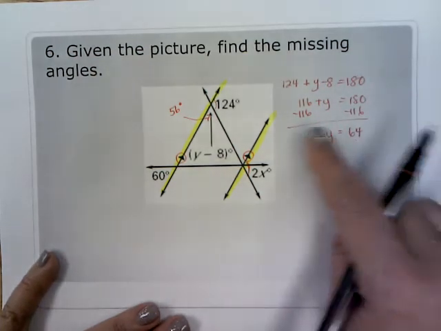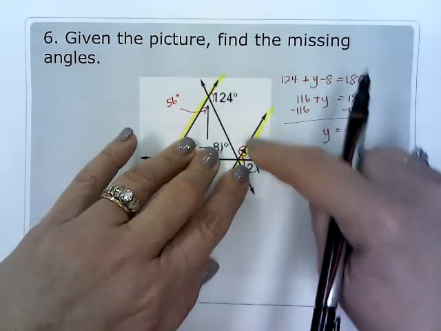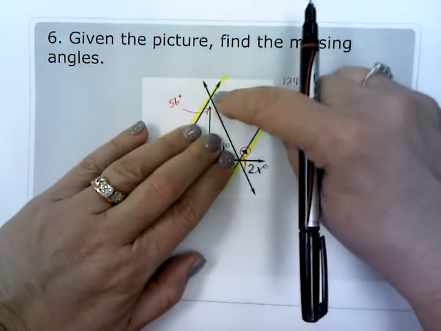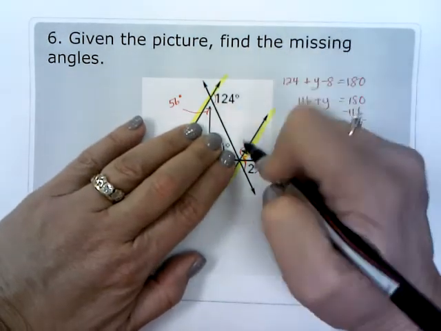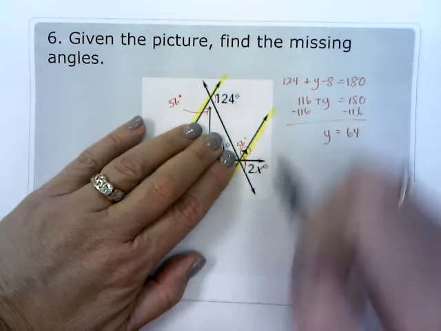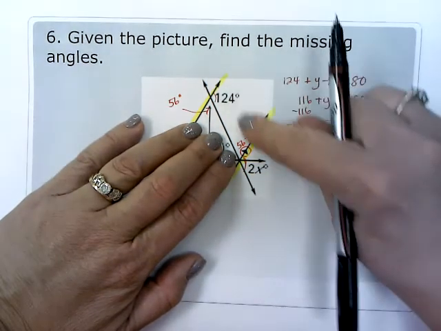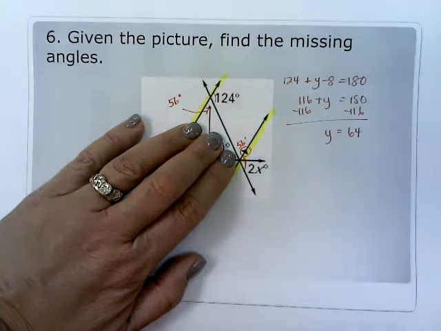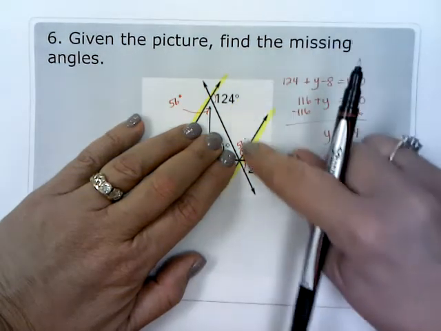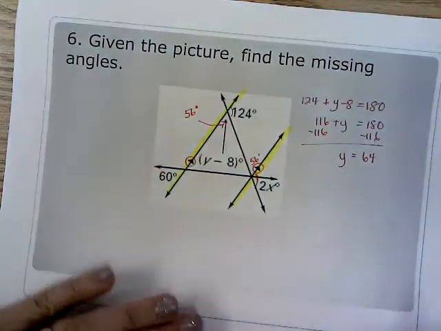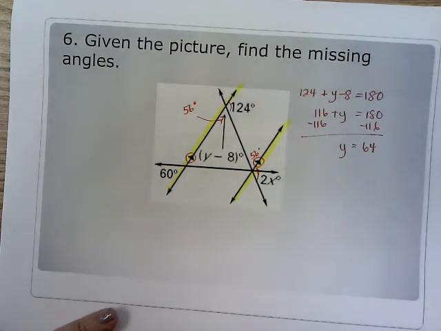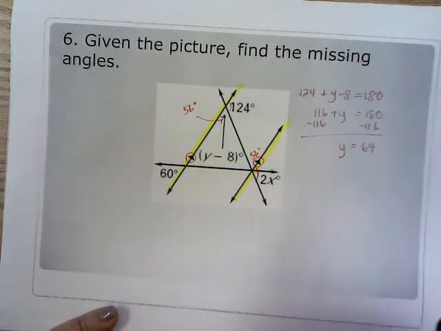Okay, so if he's 56 degrees, then now they're parallel. This guy right here must be 56 degrees because he's alternate interior, which also means that these two added together should be 180. And it is. 56 and 124 is 180 because they're consecutive interior, so that's good. All right, so now I know that if he's 56, I'm going to leave him there for a minute.